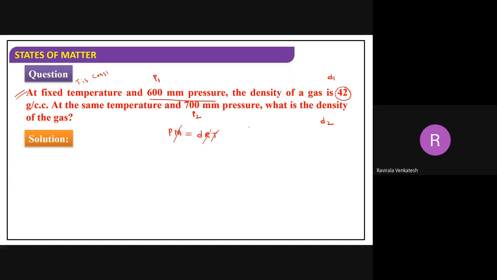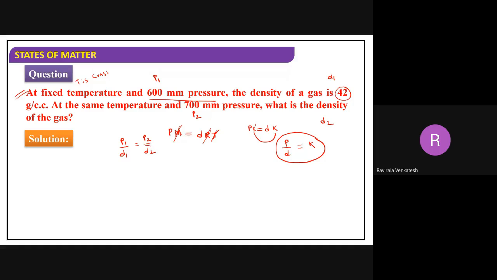Formula if you observe, now we can write P M equals D R T, which is P by D equal to K, because M and T are constant, this is also constant. Otherwise, you can take a constant K prime. What we get here? P by D is equal to constant. Correct or not? Yes, sir. Now, based upon that, what formula did you say just now? P1 by D1 is equal to P2 by D2.